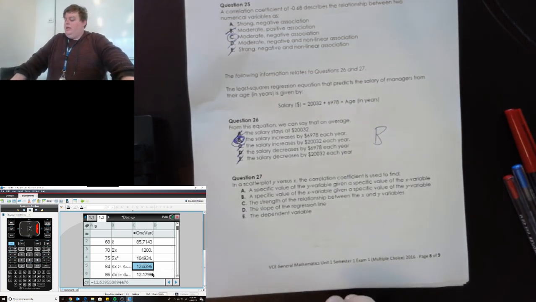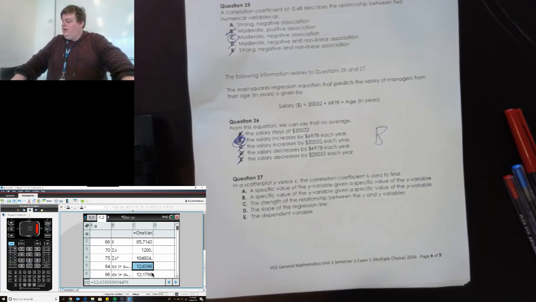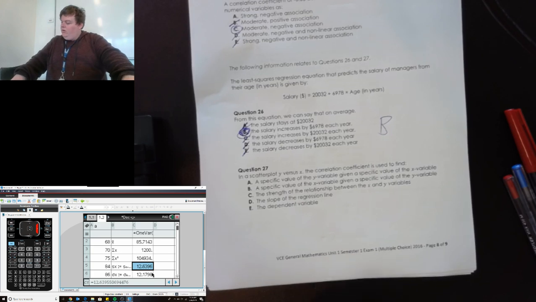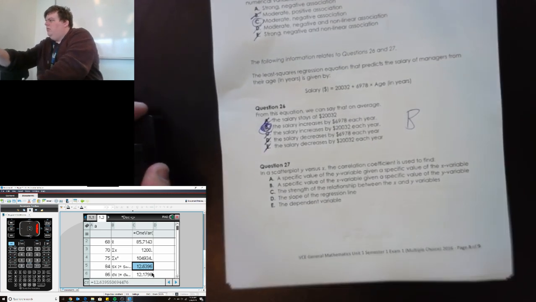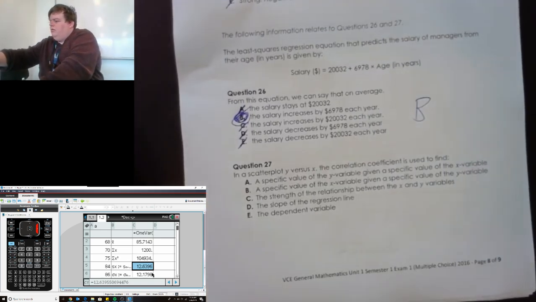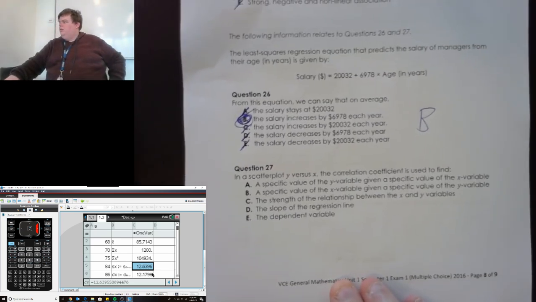Okay, in a scatter plot, y versus x, the correlation coefficient is used to find. Is this a bit hard to read? Mind, bring this down a little bit. It's a little hard to read. All right.